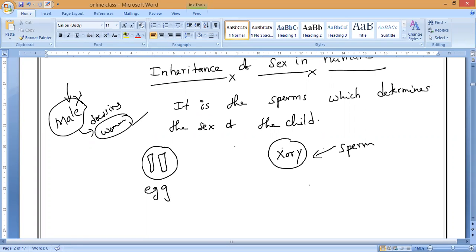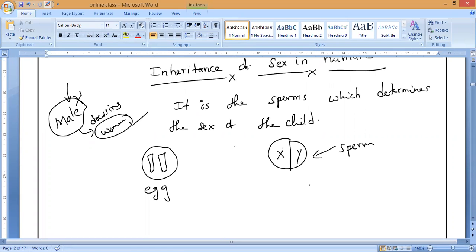So that is why, do you understand? The sperm contains either X or Y. So we can say the father is responsible for getting a baby, either a girl or a boy, because half of the sperm has an X chromosome and the other half has a Y chromosome. So there is a 50% chance of a boy and a 50% chance of a girl being born to the parents.